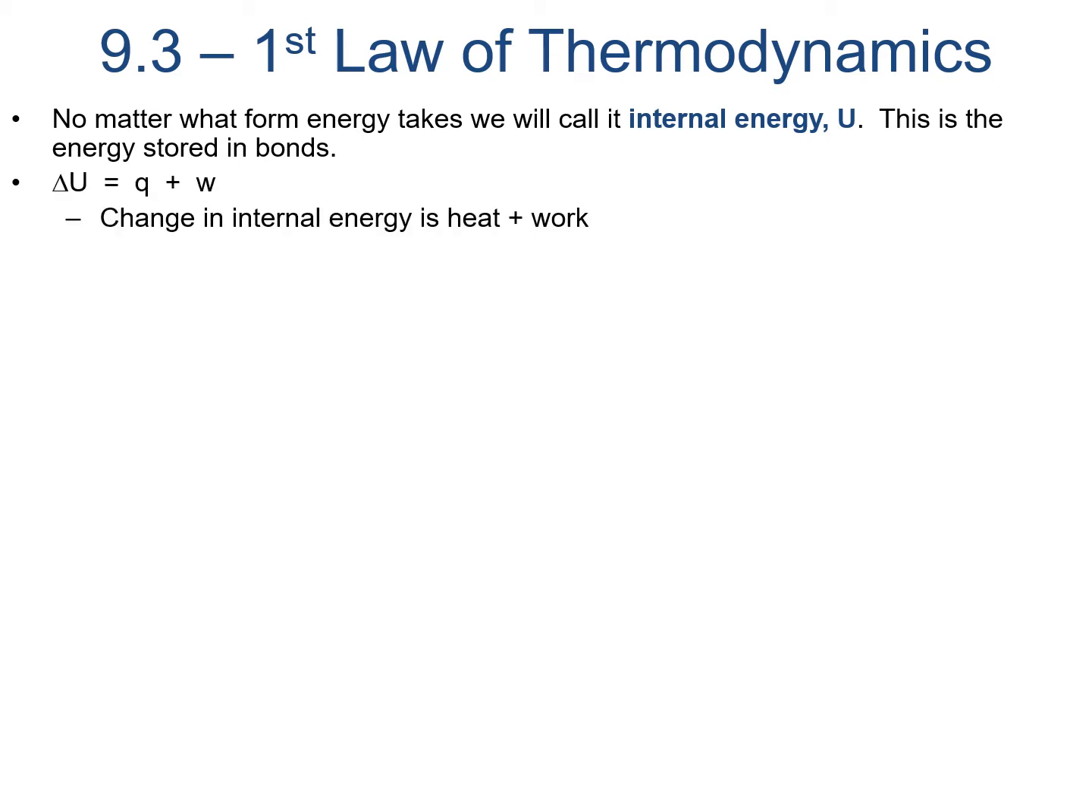If the energy stored in bonds does change, we indicate that with a delta U, and we know that energy will either become heat, given by the letter Q, or work, given by the letter W. Work often comes from gases. It happens when a system changes volumes. A great example is a combustion engine.